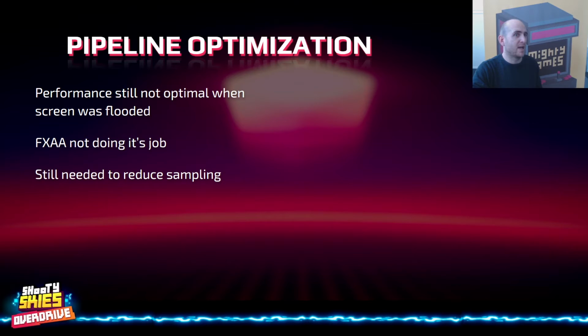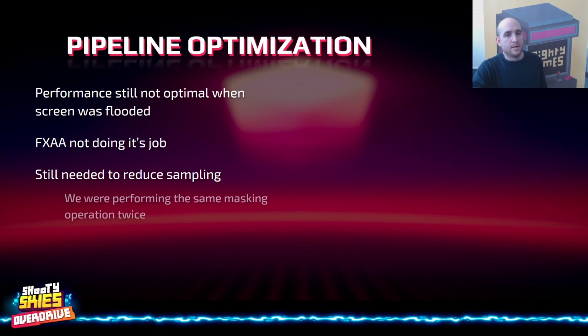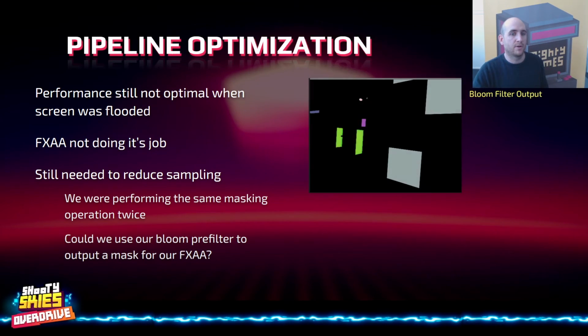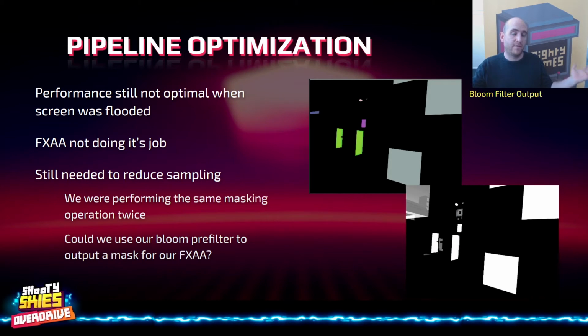So we were finding that our performance was still not optimal when the screen was flooded. In addition to having our aliasing back, even though we'd improved the final blit, we still didn't have enough optimization. We still needed to work out a way to reduce sampling and reduce the number of times we're reading from our external memory. We realized that we were performing the same masking operation twice. So could we use our bloom pre-filter, the filter that determines which pixels are going to be sent down through the downsample blurring effect? Could we take that bloom pre-filter and output that as a mask for our FXAA to read in, so that we didn't have to do the mask operation again when we were sampling our FXAA?